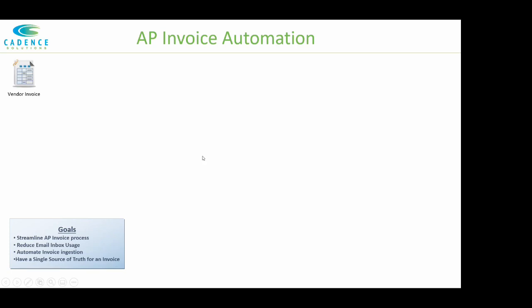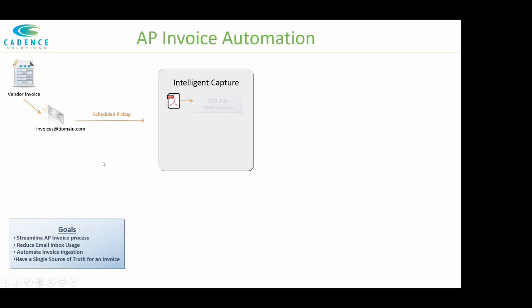So how we can actually accomplish that is we get those vendor invoices in, they come in all different formats from all different vendors. We're going to centralize them all to a specific mailbox. So we're going to pull them all into invoices@yourdomain.com. And we're going to have a scheduled pickup from the capture solution called Intelligent Capture. So that's going to go and pick up those invoices every minute and start to process them and get them ready for the next stage, which is the PDFing of them and actually going through and doing the field capture.